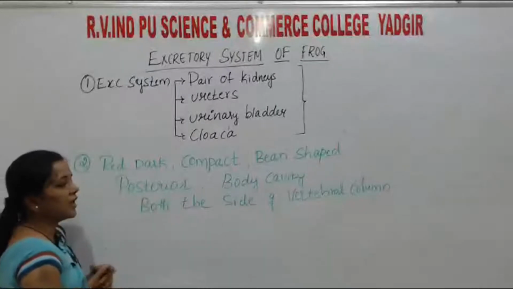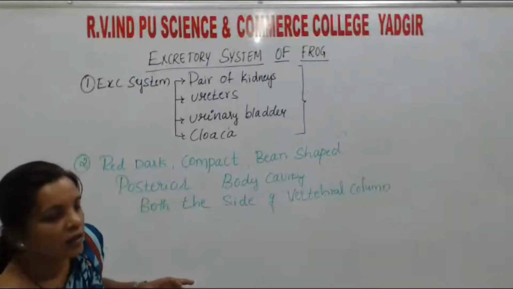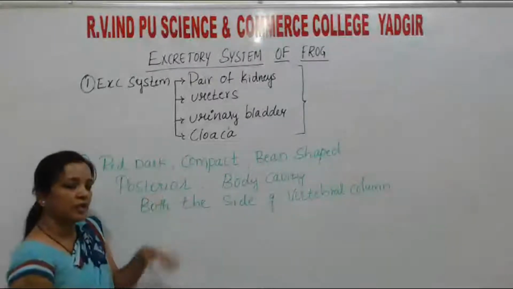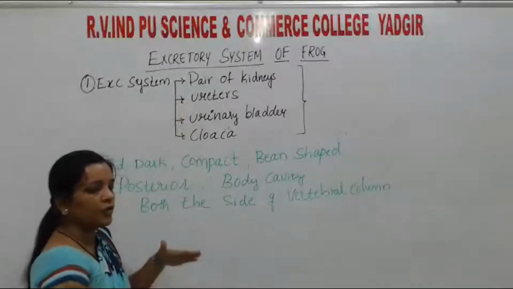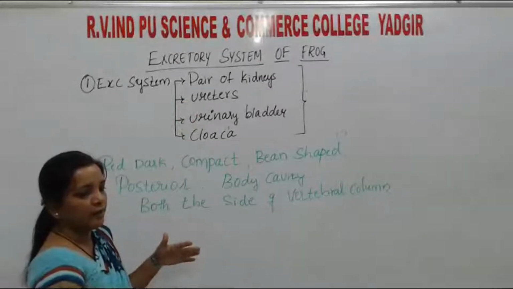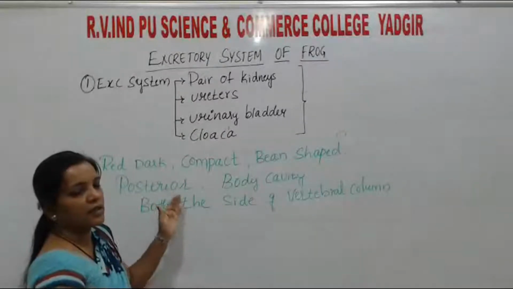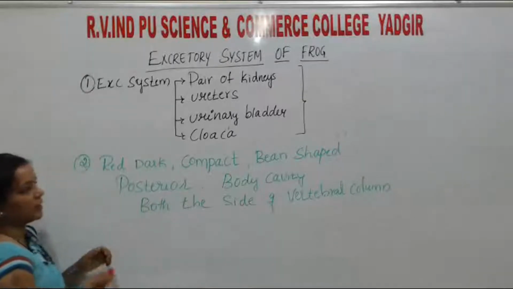So this is the second point. They are dark, compact, reddish in color, bean-shaped structures. Anterior means upper, posterior means lower in the body cavity. On either side of the vertebral column, we will see the excretory system. So this is the second point, right?